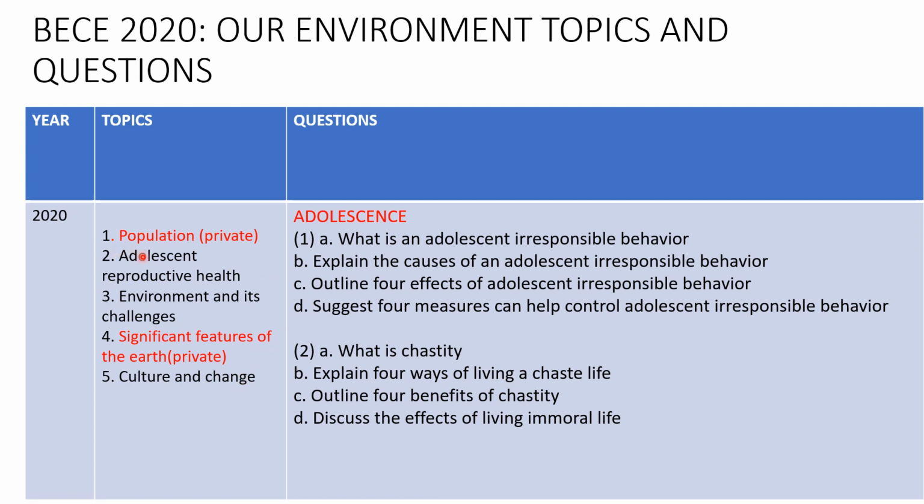The first topic is adolescents. What is adolescent irresponsible behavior? Explain the causes of adolescent irresponsible behavior. Outline 4 effects of adolescent irresponsible behavior. Suggest 4 measures that can help to control adolescent irresponsible behavior. What is chastity? Explain 4 ways of living a chaste life. Outline 4 benefits of chastity. Discuss the effect of living immoral lives. So these are the likely questions.